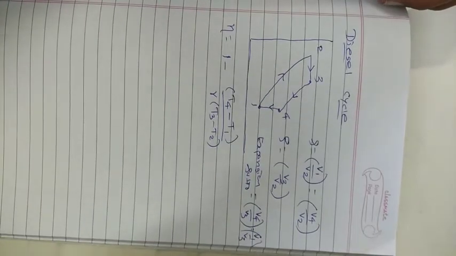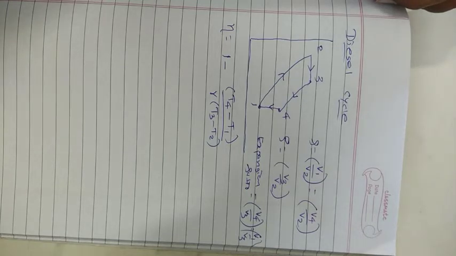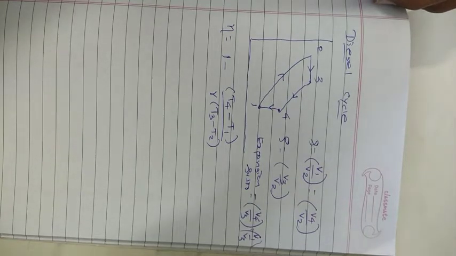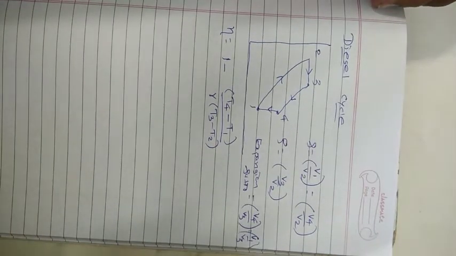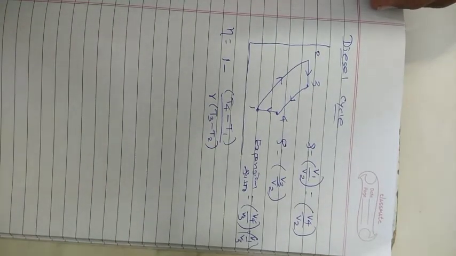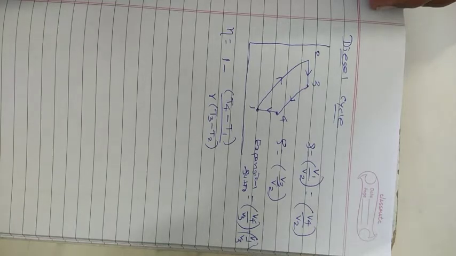Hello students. So last time we discussed the diesel cycle. We have started the diesel cycle. In that we proved the equation of efficiency in terms of temperature and gamma. Clear?